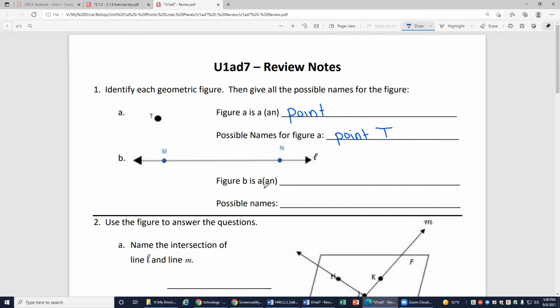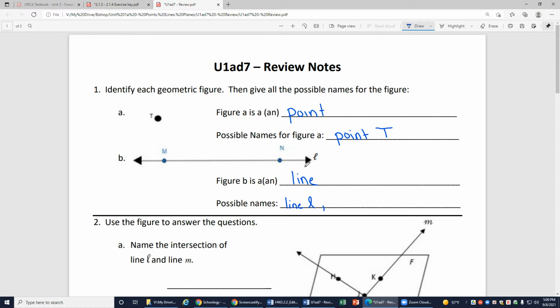The next one, figure B, is a or an. Well, this goes forever in both directions, so it is a line. And possible names, well, I see the lowercase cursive L on the end, so I know this is line L. But remember, you can also pick any 2 points in the line. There only happen to be 2 labeled, but remember, there's an infinite number of points.